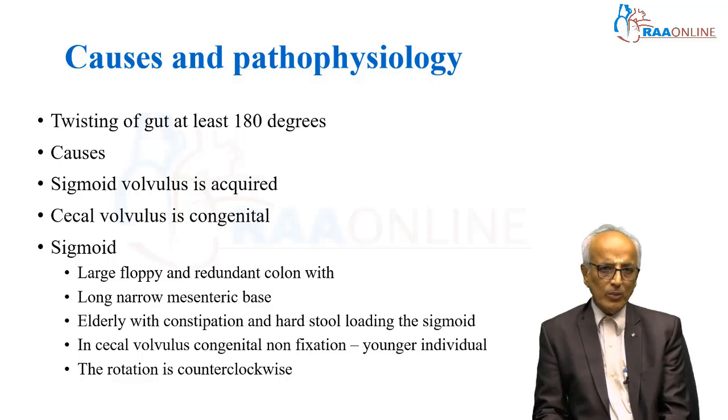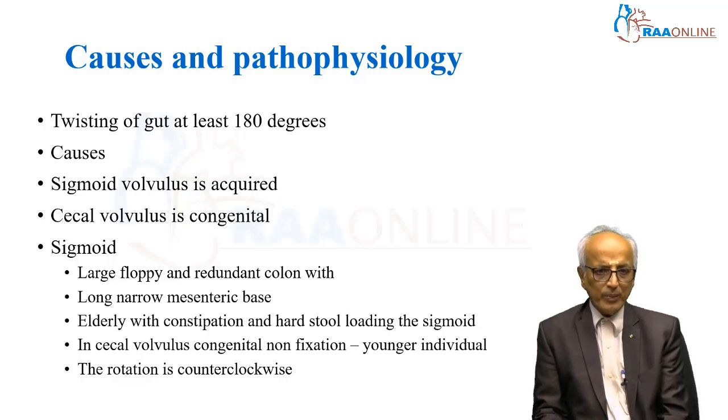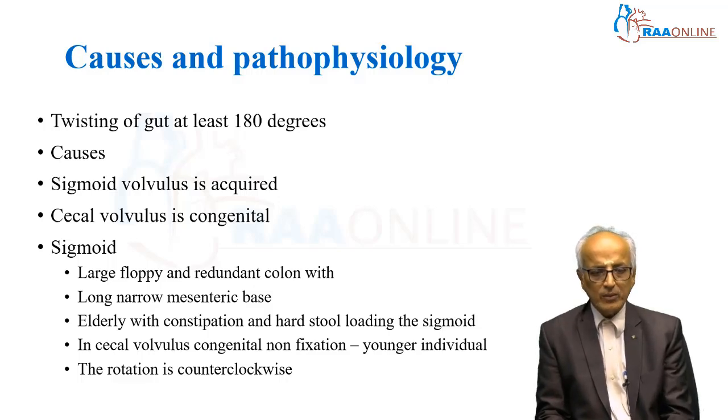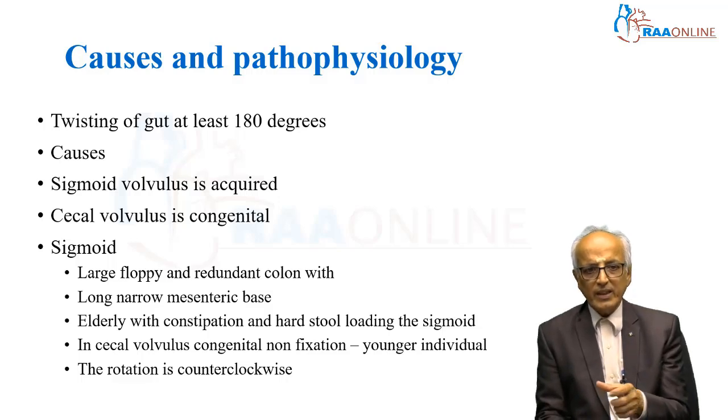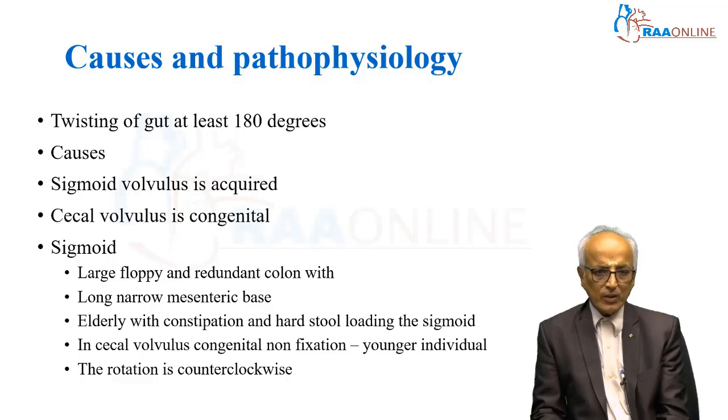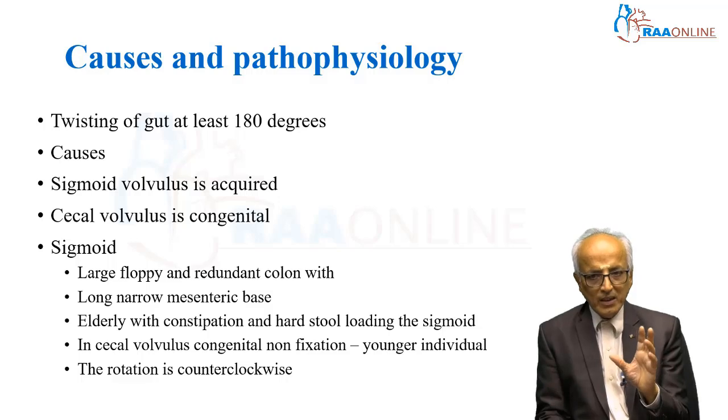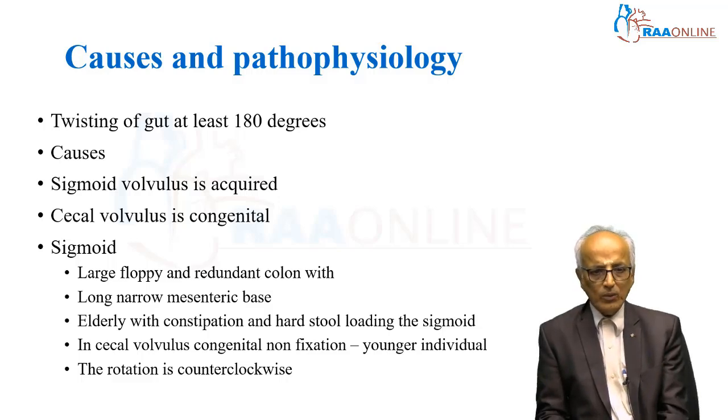What are the causes for sigmoid volvulus? It's a large, floppy and redundant colon with a long, narrow mesenteric base. The colon is quite long, it's floppy, and the mesocolon is also long, but the base is very narrow. In an elderly patient with constipation and hard stools, loading on the sigmoid leads to the rotation. Whereas in cecal volvulus, it's a congenital non-fixation of the ileocecal junction, so it happens in younger individuals. As I said, rotation is most of the time counterclockwise.